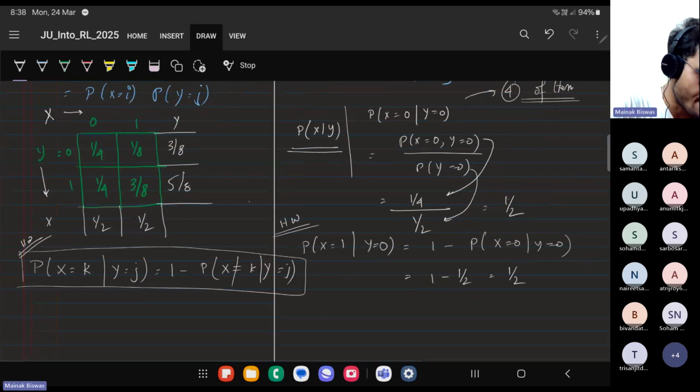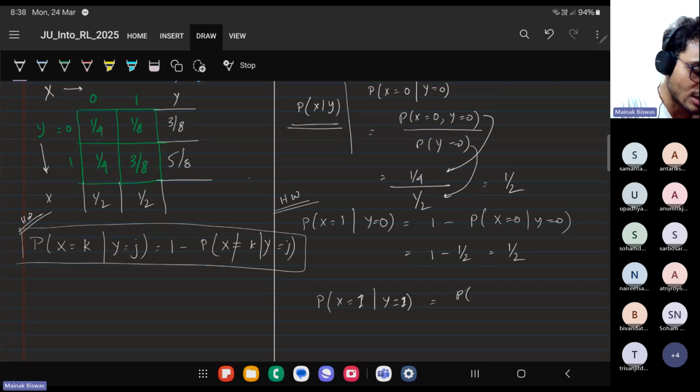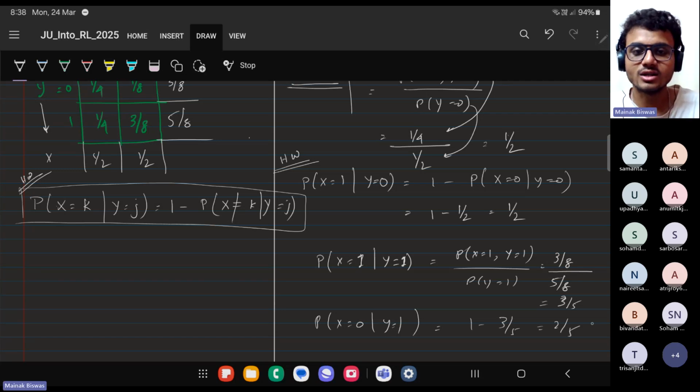Similarly, we can find x equal to 1 given y equal to 1. What is this going to be? This is probability of x equal to 1, y equal to 1, by probability of y equal to 1. This is 3 by 8 by 5 by 8, that is 3 by 5. Similarly, probability of x equal to 0 given y equal to 1 is 1 minus 3 by 5, which is 2 by 5. So this is done. So we have understood joints.